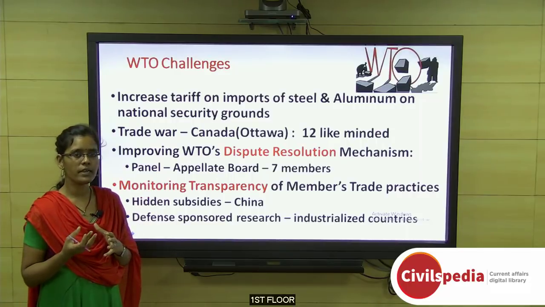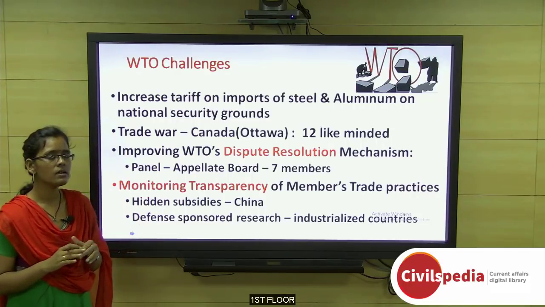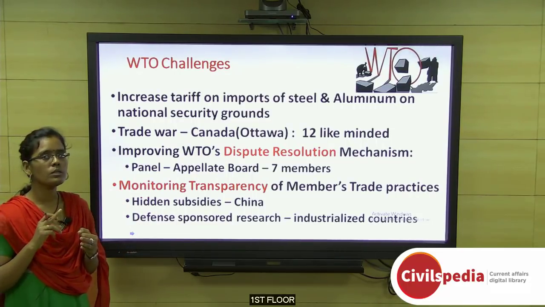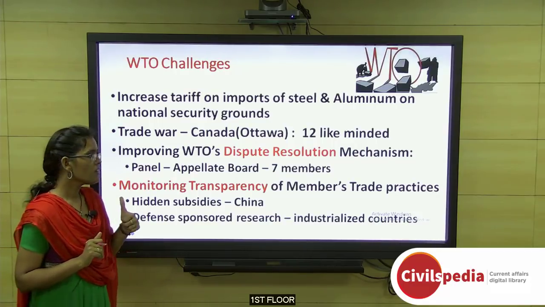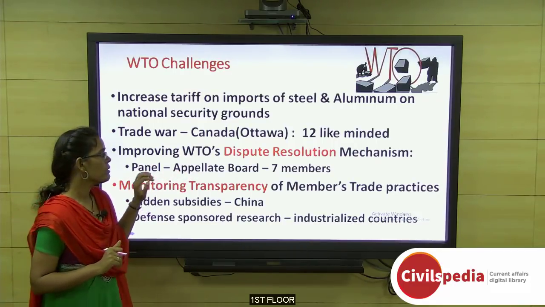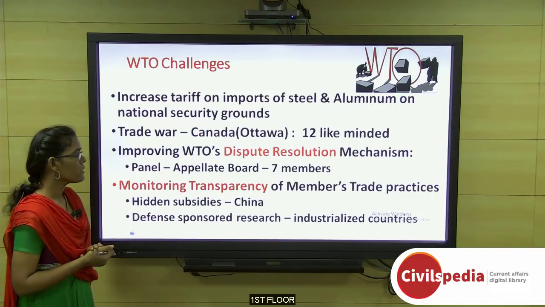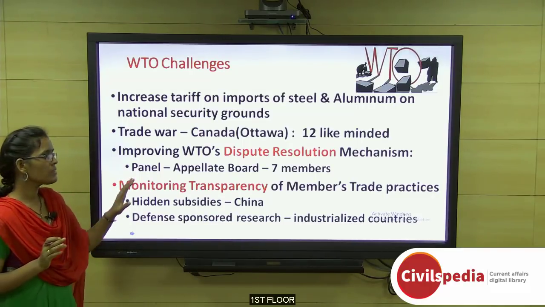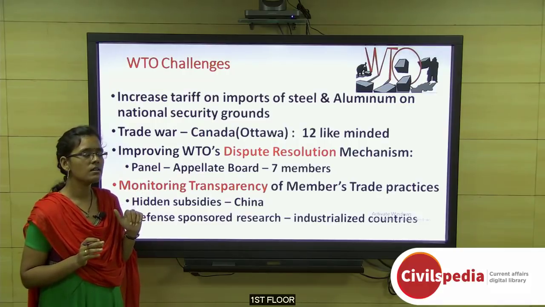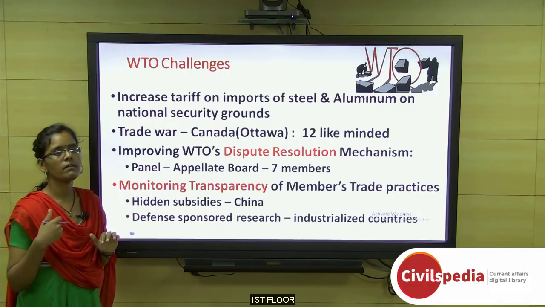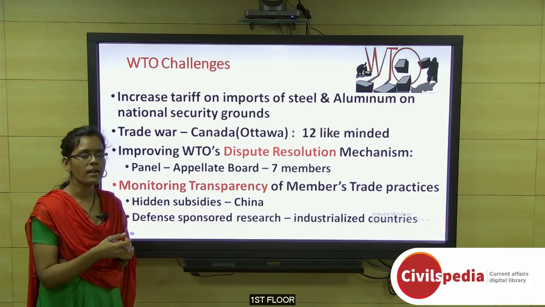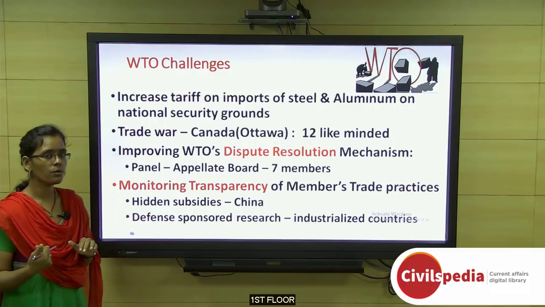What is the outcome of the meeting, or what is the agenda of that meeting? Three things they have focused on with respect to the WTO challenges. First thing is dispute resolution, because of how to improve the WTO's dispute resolution mechanism. The procedure followed in dispute resolution is, whatever the dispute, it will go to a panel, and from the panel it will go to the appellate board.